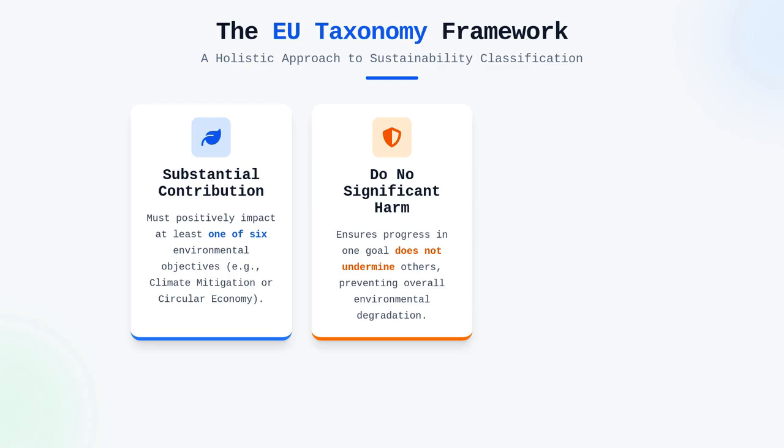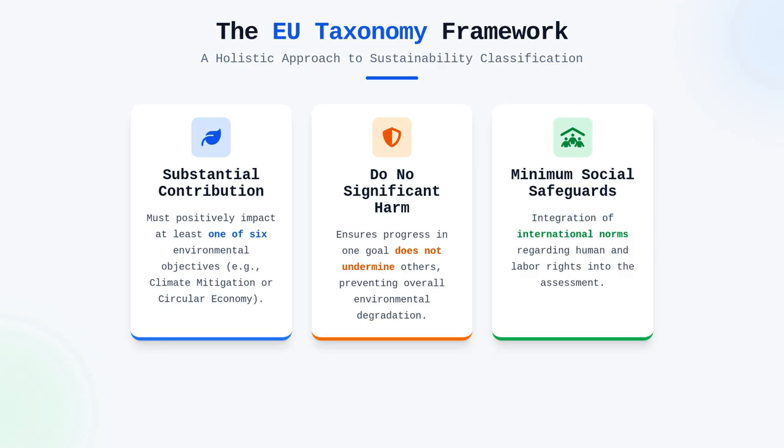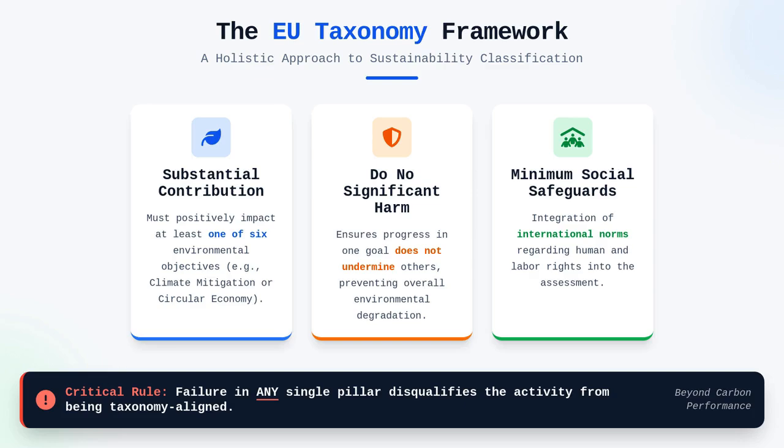Second, the activity must satisfy the do no significant harm criteria, which ensures that working toward one environmental goal does not undermine others. This is a critical nuance because it prevents firms from claiming sustainability while simultaneously causing environmental degradation elsewhere in their operations. Third, the enterprise must comply with minimum social safeguards, incorporating international norms on human and labor rights into the environmental assessment. This tripartite structure ensures a holistic view of sustainability rather than a narrow focus on carbon performance alone.